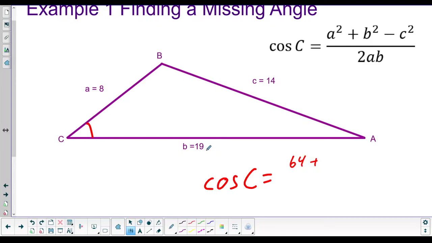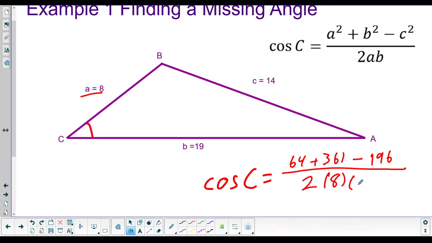What is 19 squared? I'm not sure that I know that right off the top of my head. It's definitely less than 400, but it's not something that I know right off the top of my head. It's 361 minus C squared. So 14 squared is 196. Okay. All divided by 2 times A times B. Okay. So if you're looking for an angle, really not super complicated. All that's important is that the angle you're looking for, the side straight across from it, should be the one that's negative in the top here. Okay.